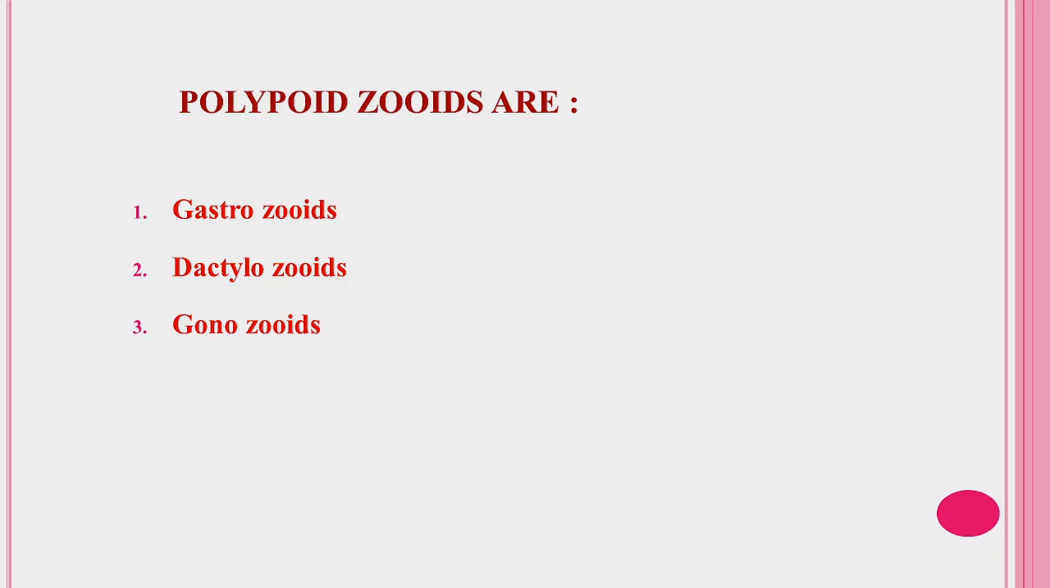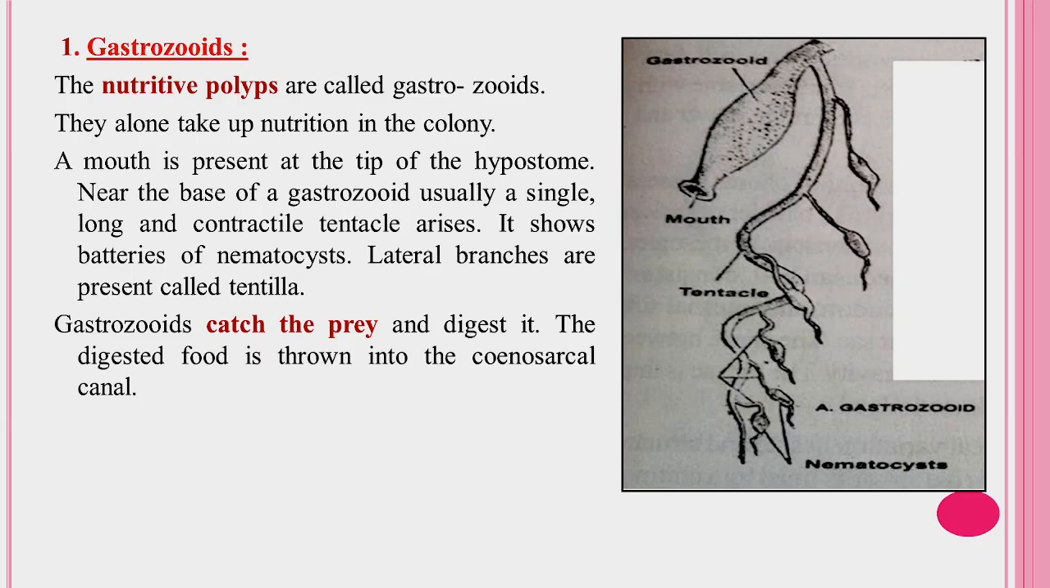Polypid zooids are differentiated into three types. One is the gastrozooids, the second one is dactylozooids, and the third one is gonozooids. Let us see them one by one. The first one is gastrozooids.